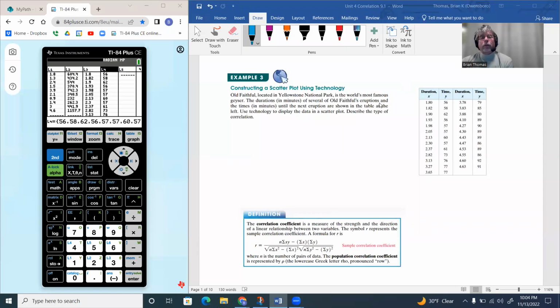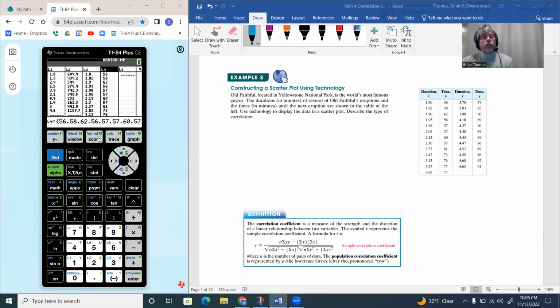So again, we have Old Faithful located in Yellowstone National Park. It is the world's most famous geyser. The durations in minutes of several Old Faithful eruptions and the times in minutes until the next eruption are shown in the table at the left. Use technology to display the scatter plot and describe what type of correlation it is.